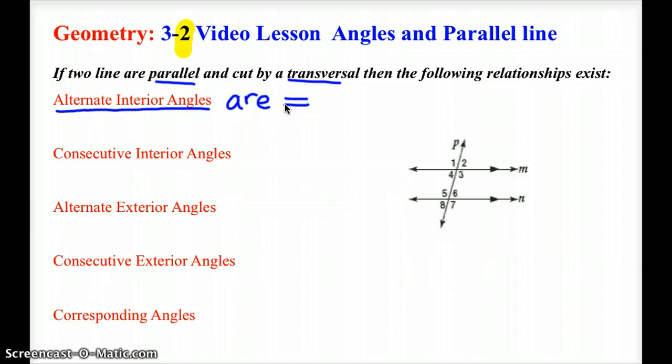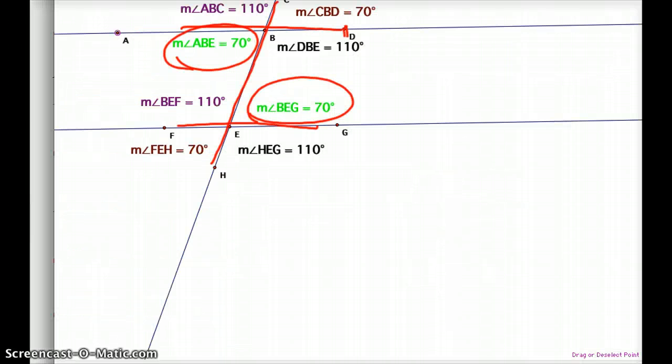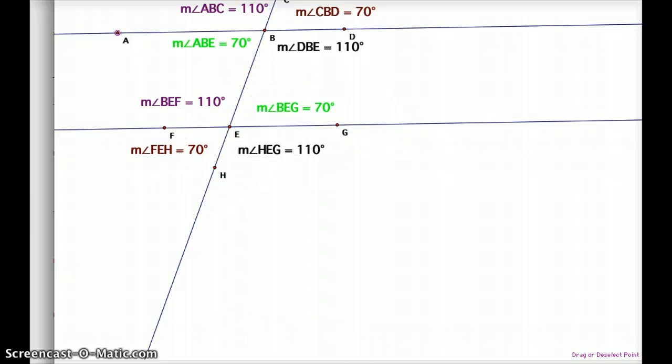Next, we're going to look at our consecutive interior angles. Let me bring Sketchpad up. Consecutive interior angles are angles that are on the inside of my parallel lines. This is my transversal, and they are on the same side of the transversal. So you guys see right here, those two. Now, I shouldn't have done that because you can't see those angles. 70 and 110. So what are you thinking about that?